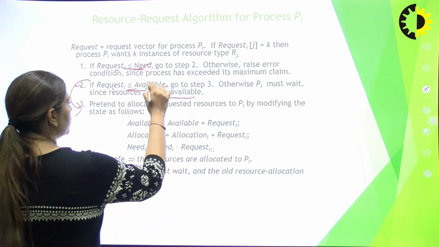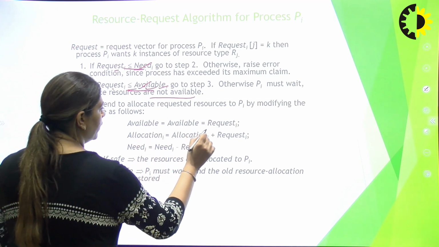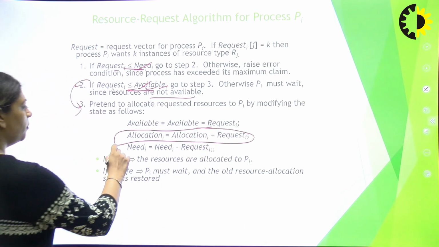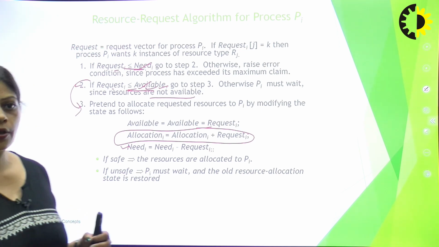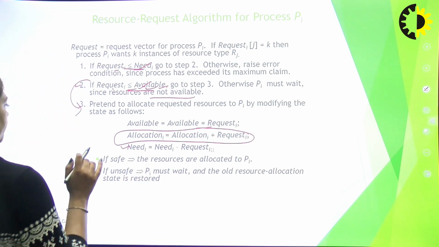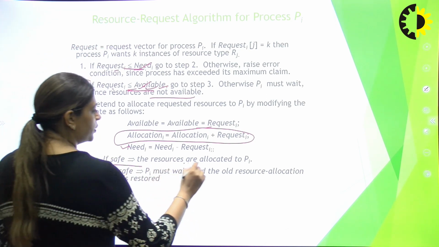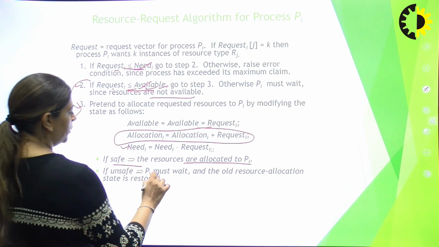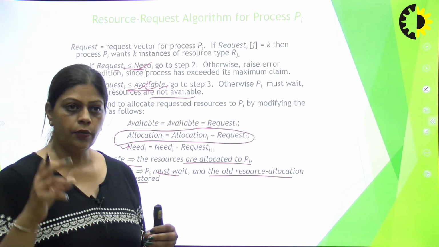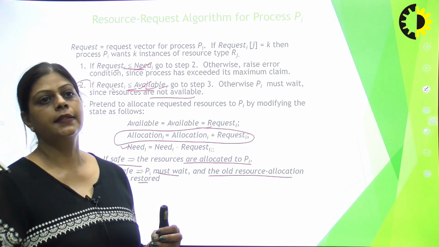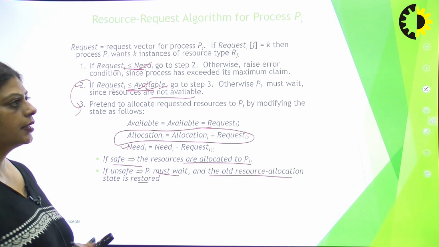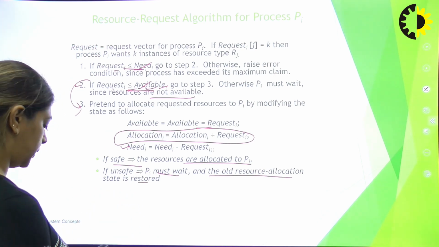When both conditions are true, we allocate that particular request and subtract it from need. Now need will be less because one of the requests the process made is fulfilled. It is safe if resources are allocated to Pi. It is unsafe if Pi must wait and the older resource allocation state is restored. If the process has to wait, it is an unsafe state and may lead to a deadlock. But if the request is allocated, it is a safe state for that process.